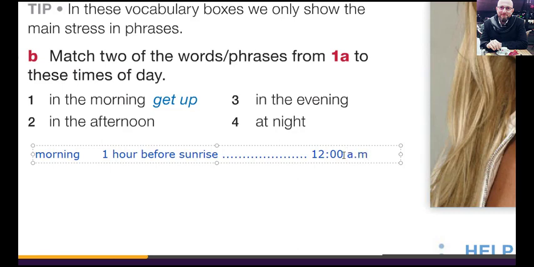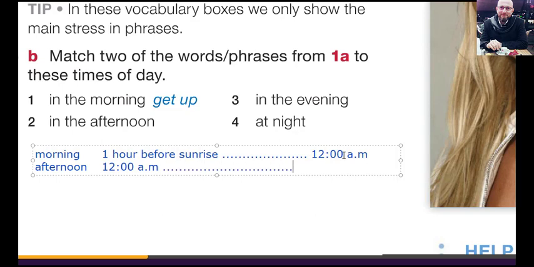Okay, after that, the afternoon. Afternoon starts from 12 to sunset. Sunset, usually in Maghrib Adhan.